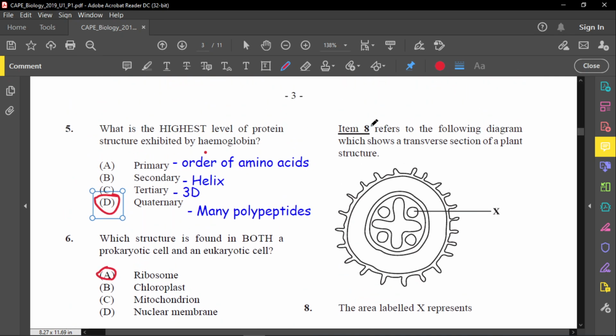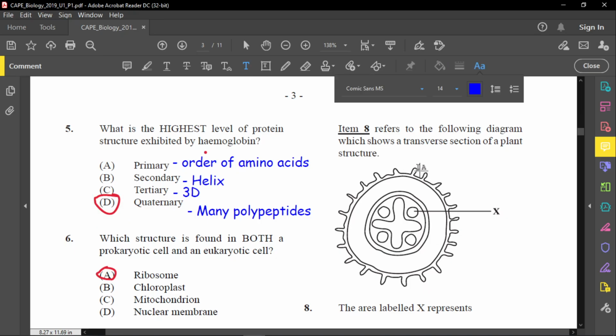Item 8 refers to the following diagram, which shows a transverse section of a plant structure. And so before I go into anything, let me quickly label these structures for you. So here, these small things that are protruding, those are the root hairs. Okay, that's the root here. All right, you know what? Let me just quickly draw some lines so it'll be easy, I think. All right, so we have X.